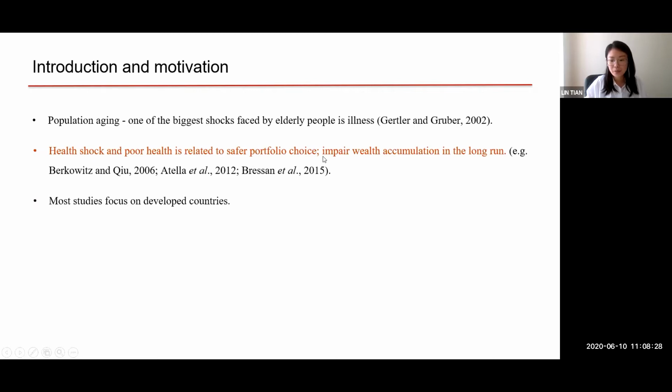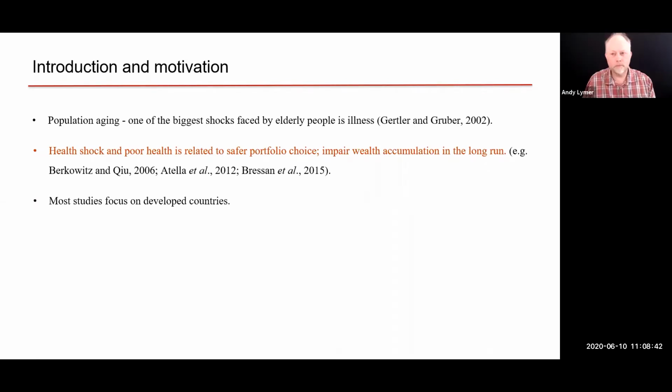For example, if someone experienced a health shock, then they tend to hold less risky assets and shift to safe assets such as bank deposits. But most of these studies focus on developed countries. So what is it like in developing countries?